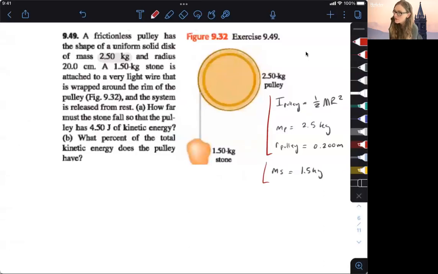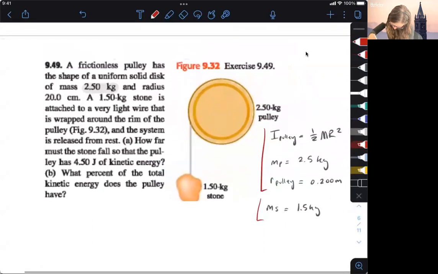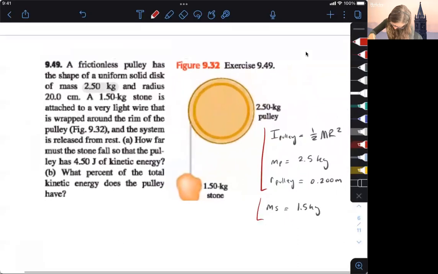So we are going to look at this in terms of conservation of energy. We do also know one other thing. How far must the stone fall? For part one, we're asked to find how far the stone needs to fall to have a kinetic energy of 4.5 joules. To figure out how far the stone falls, let's say the stone starts here and ends up where it is there.